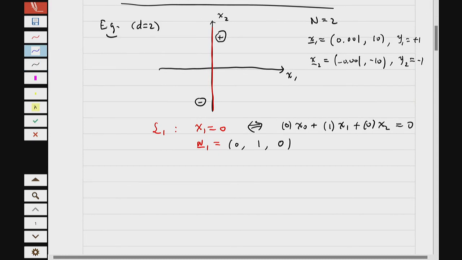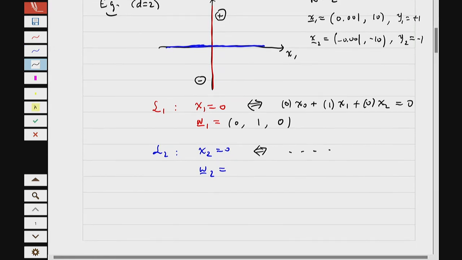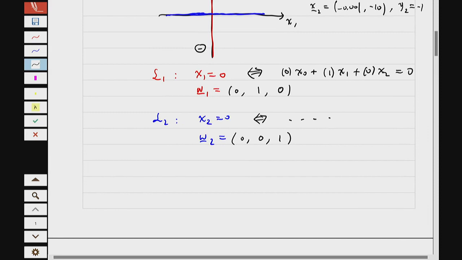Now, for the second line, let's consider the horizontal one right on the x-axis. L2 is x2 equals 0, of course, right? So now W2 should be easy. What is it equal to? If you want to exercise, you can write it yourself. But clearly, this is going to be 0, 0, 1, right? That's the second line. And for linear classification, we discussed this before. Which line do you think would be better?